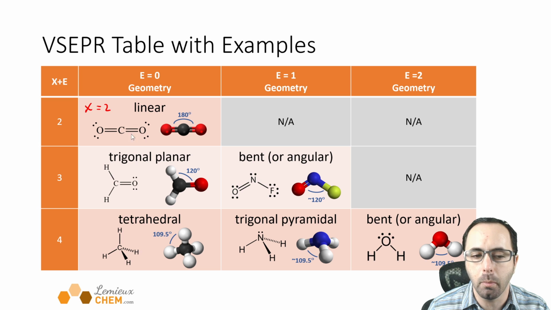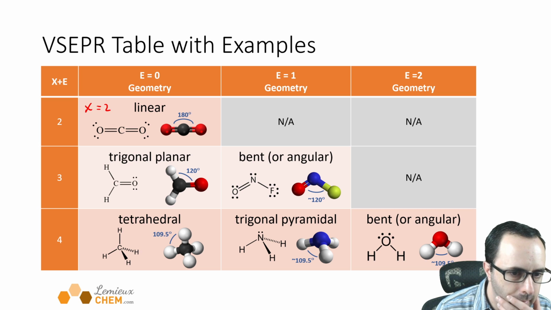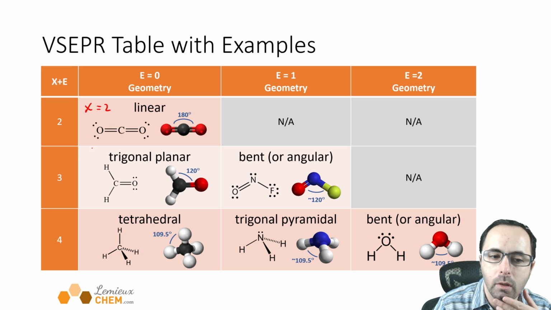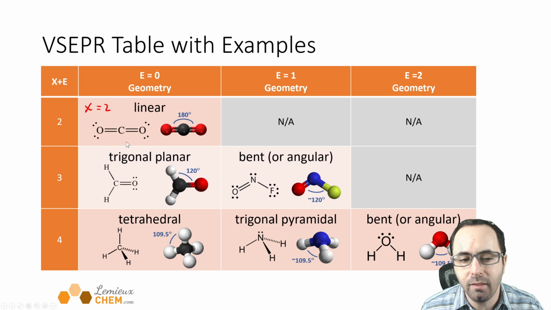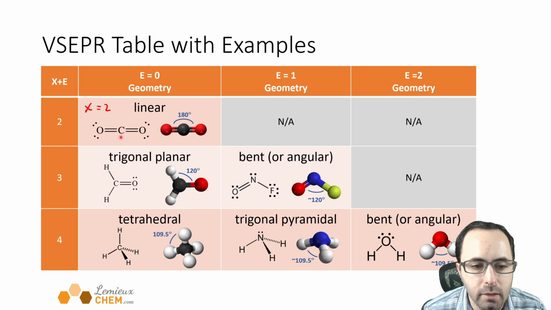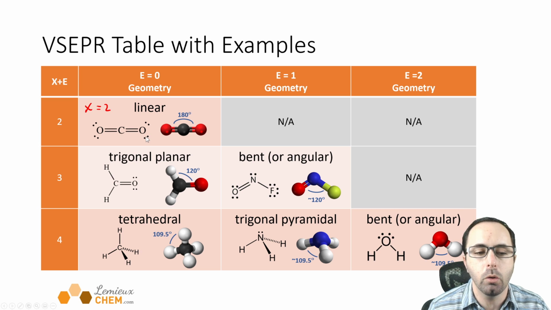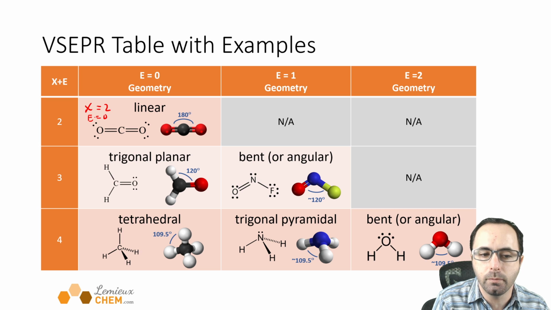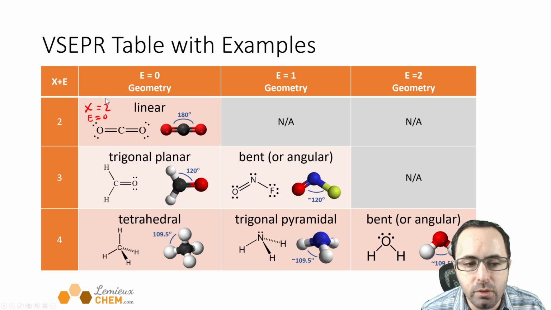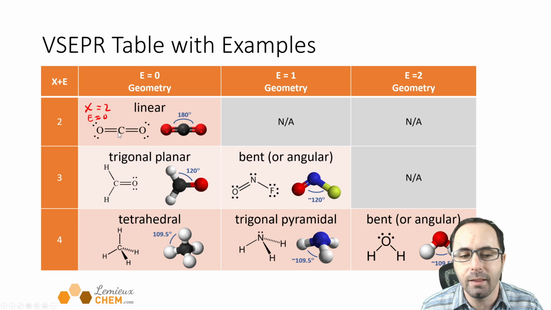Basically, each double or triple bond counts as 1 for the X. It doesn't count as multiples. So then E is the number of lone pairs on the center atom. Now there are lone pairs here on the oxygens, but that's not what we're counting. We're counting the lone pairs on the carbon. There are no lone pairs on the carbon. So E equals 0 here. And when X equals 2, so X plus E is 2, and E equals 0, you get a linear shape.